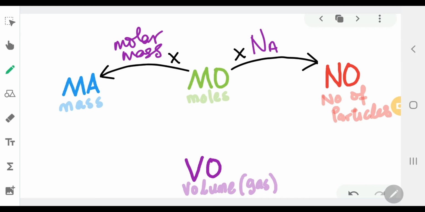From moles to mass, you're going to times that with the molar mass of the species whose mass you want to know. They're going to give you the number of moles of a particular atom, substance, or entities, and you're going to multiply that with the molar mass to get the mass.